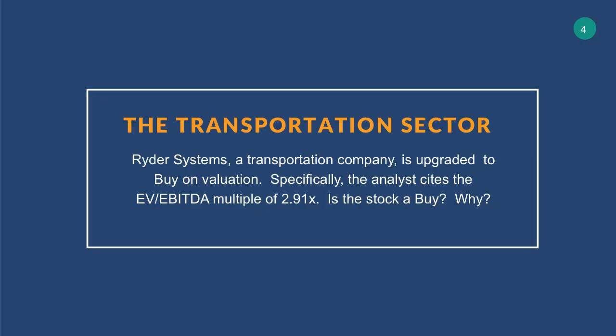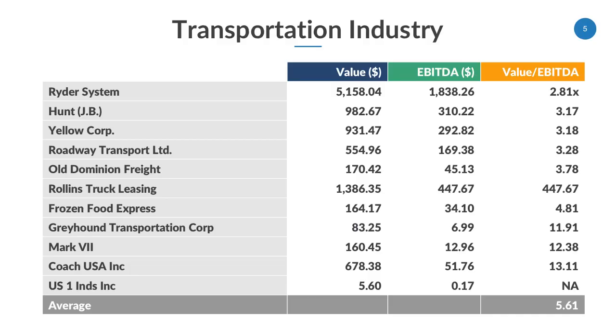In this last example, we're going to look at an analyst upgrade of Ryder Systems to a buy rating. In the report, the analyst cited valuation as the reason for upgrade, noting the company's EBITDA multiple. Let's take a look. One of the advantages of using the enterprise value to EBITDA multiple is that it forces us to explicitly consider the company's reinvestment rate, which is one of the fundamental drivers of the multiple.